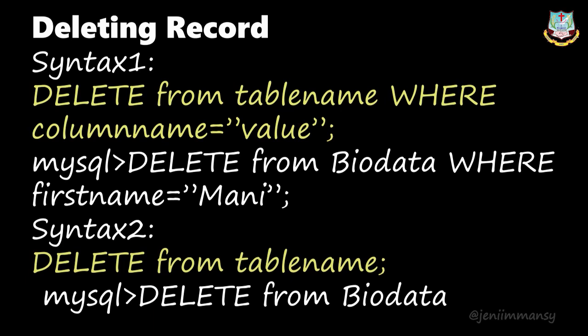And then where, W-H-E-R-E, and then column name is equal to, you have to give the value inside the double quotes. And then in every line the last ending will be semicolon. As I said before, every instruction will end with what? Semicolon. Here delete from, then the table name. Here the table name is biodata, right? Delete from biodata where first name equal to, and we are giving a name inside the double quotes. This is the format to delete a single record.